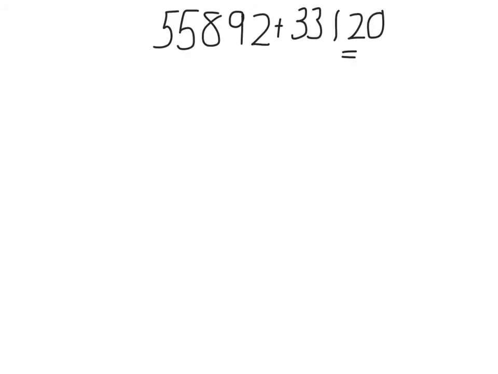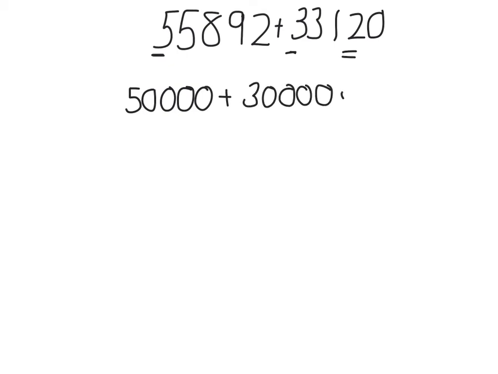For example, if I were to use the split strategy on this number, the first step I'm going to do is I'm going to add the 10,000s first. So I've got 5 10,000s and I've got 3 10,000s. So 5 10,000s is 50,000. So 50,000 plus 30,000 equals 80,000.